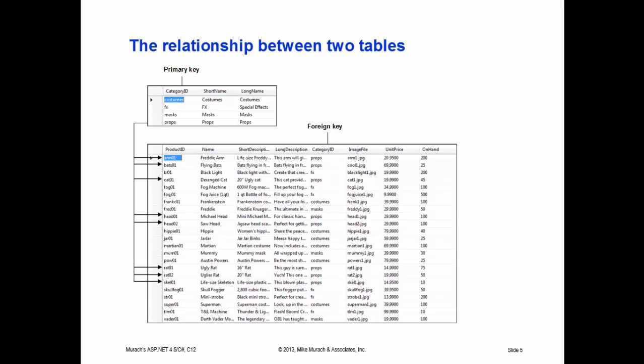Generally, it's between the keys, so a primary key and then a foreign key. In this example, they're showing the category table related to, it looks like, the product table. And so each product has a category. That first one, ARM01, is the props category. And then, what does that mean? You go look up in the props table.